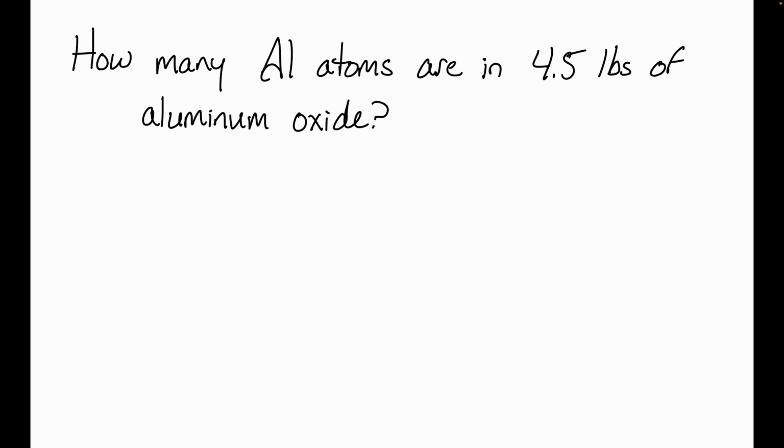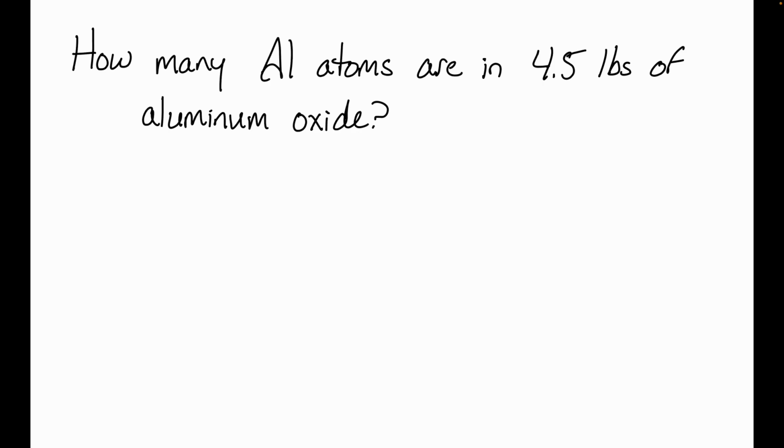So this one's kind of worst case scenario here. First of all, there's a few things that we have to be able to do. Not only is it a multi-step conversion, but I also have to know what I'm talking about here. Aluminum oxide, right? This is what we would have learned how to do last week, to go from the name of an ionic compound to its formula.